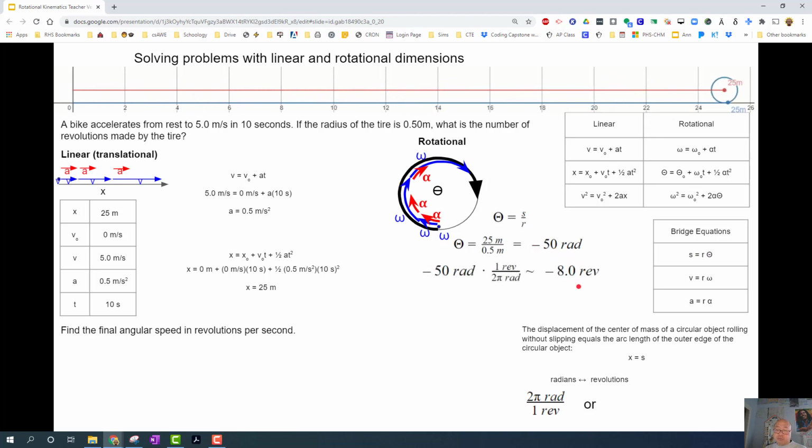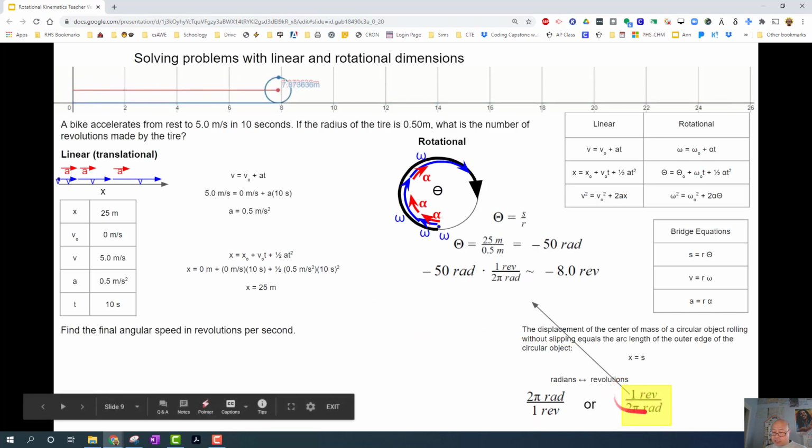To convert that to revolutions, and we can actually count that if we go 1, 2, 3, 4, 5, 6, 7, 8, we get about negative 8 revolutions. And the way we do that is we use this conversion factor where we put 1 revolution over 2 pi radians to cancel out the radians and get our negative 8 revolutions. And that, remember, we get from our conversion factor of 1 revolution over 2 pi radians.